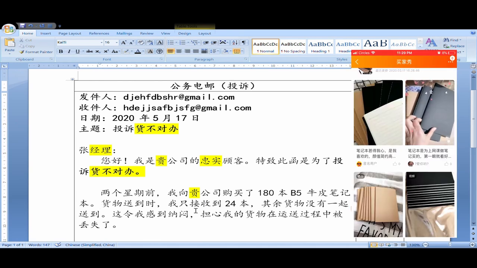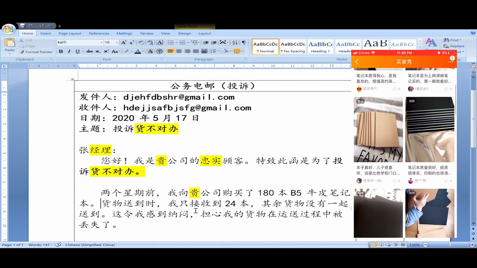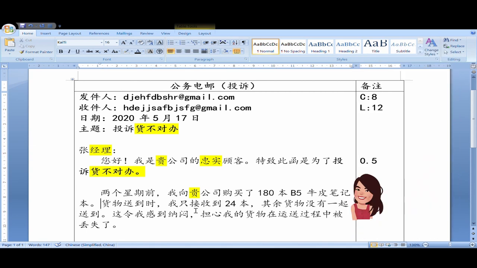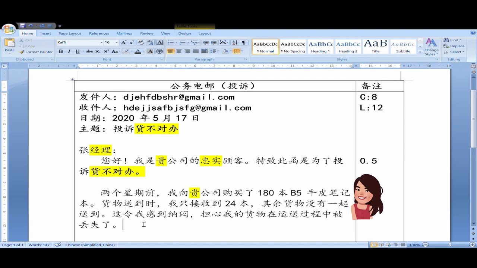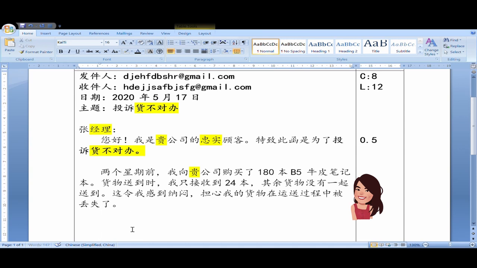2个星期前,我向贵公司购买了180本B5牛皮笔记本. I write down the context and then I will move point by point into how I describe the scenario. So the first scenario, 货物送到时,我只接收到24本,其余的货没有一起送到. 这令我感到纳闷,担心我的货物在运送过程中被丢失了. The first point I'm writing is that I've only received 24 books.